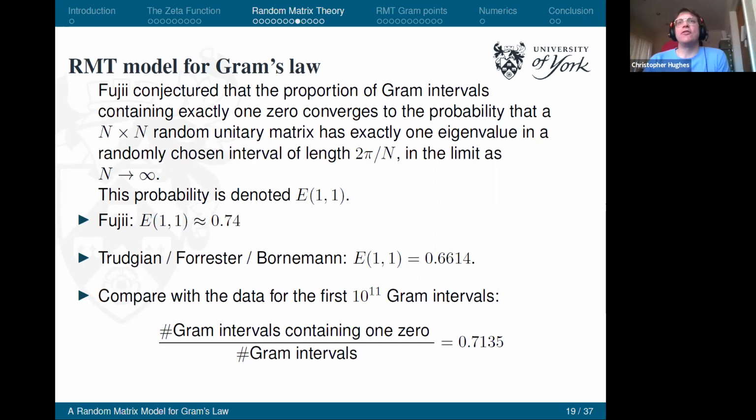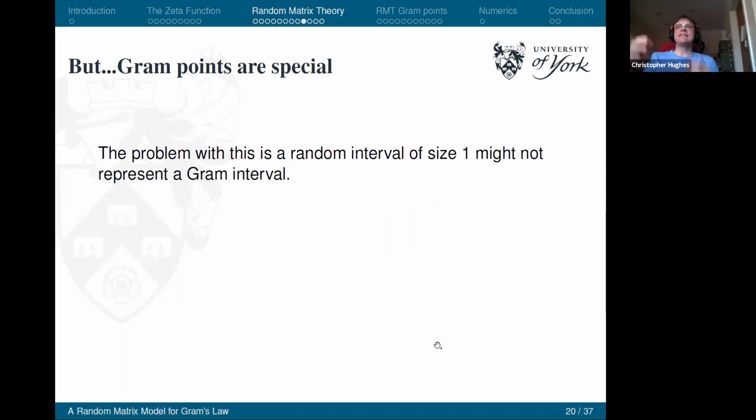I didn't like this conjecture. I don't think it quite captured what's going on. And the reason I didn't like it is that what the conjecture did was it just threw a random interval down anywhere, plop, and it said, how likely is it that exactly 1 zero lies in this randomly dropped interval? But Gram points are special, right?